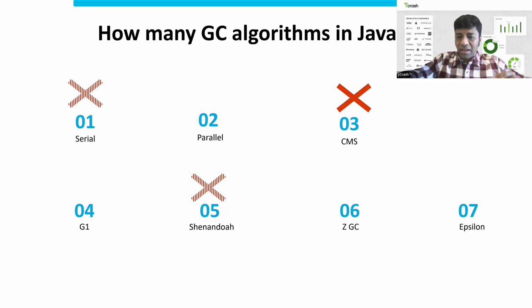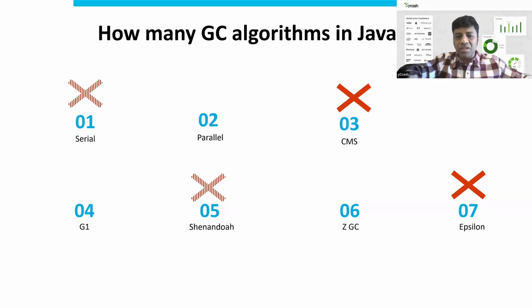So friends, and then I'm eliminating Epsilon as well. See, Epsilon is basically a no-op GC. That means it is a non-operational algorithm. It doesn't do any garbage collection. It can be configured only for experimental or academic purposes, to study how a JVM performs when there is no garbage collection, right?